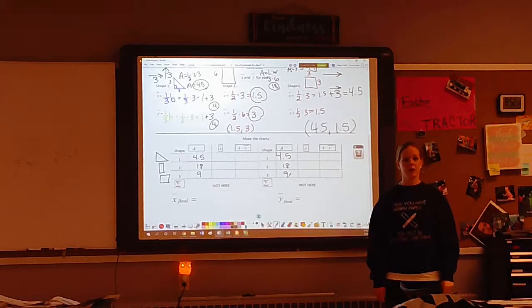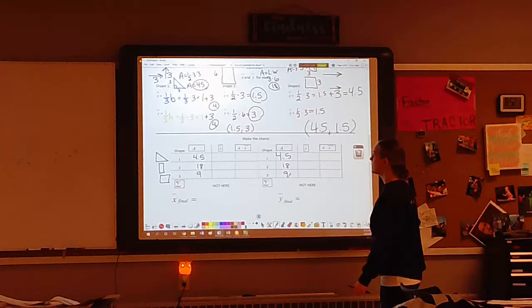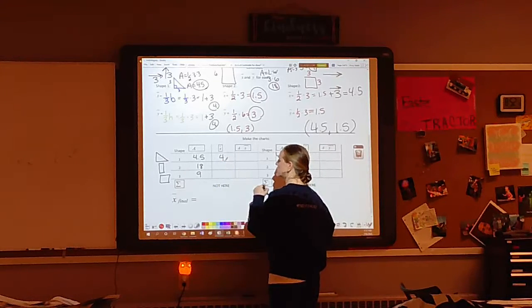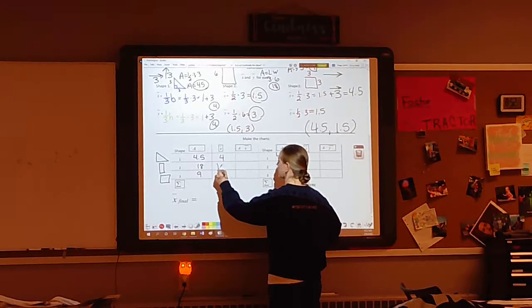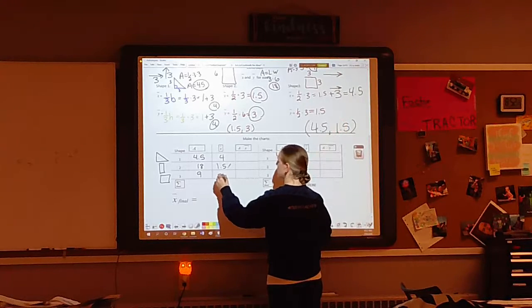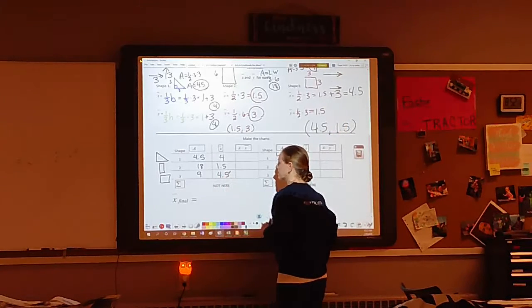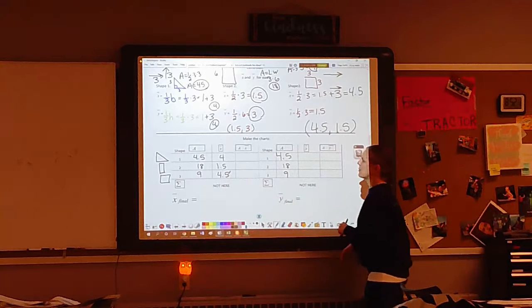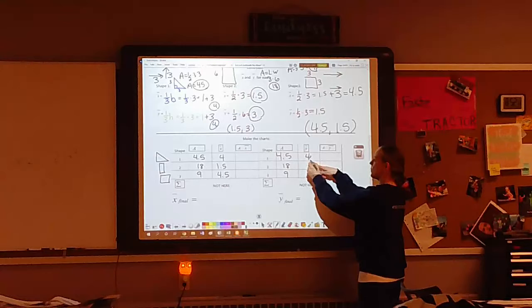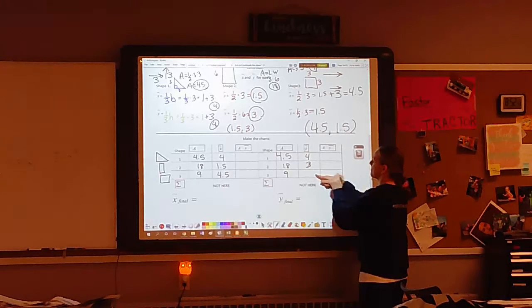All right. In shape number 1, what was the x bar of shape number 1? 4. What was the x bar of shape number 2? Yep. What was the x bar in shape number 3? 4. Let's go over here. Let's do the y bars. What was the y bar of shape number 1? What was the y bar of shape number 2? What was the y bar of shape number 3?